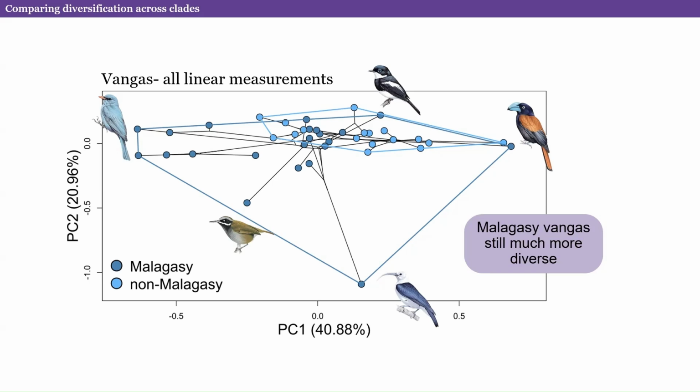And so they're way more morphologically diverse. They evolved at much faster rates as well than their relatives.